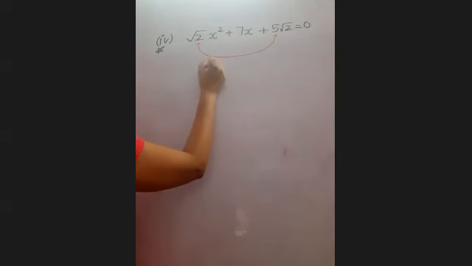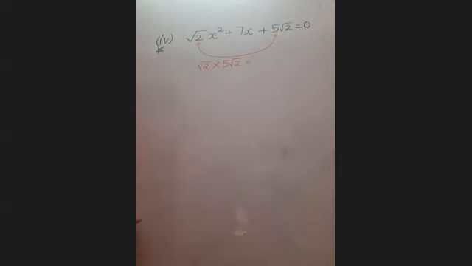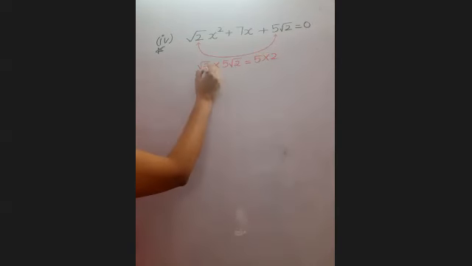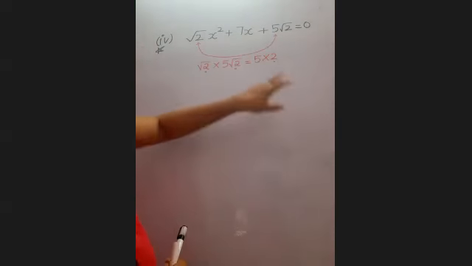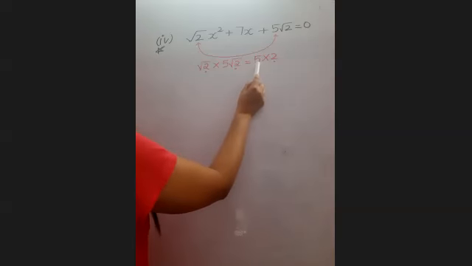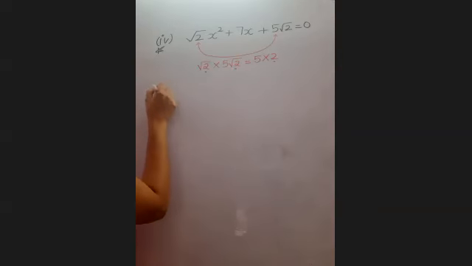Now, if you multiply root 2 and 5 root 2, what are you going to get? 10. Is it 5 into 2? Root 2 into root 2 gives you 2. Yes, ma'am. 5 into 2. So, 5 plus 2 gives you what? 7. Are you with me? Yes, ma'am. Now, how should we split the middle term? Ma'am, 2x plus 5x.